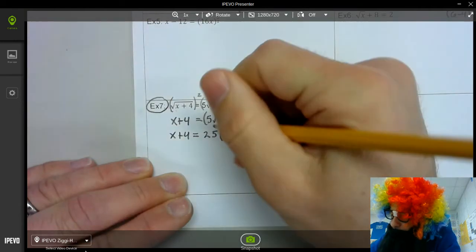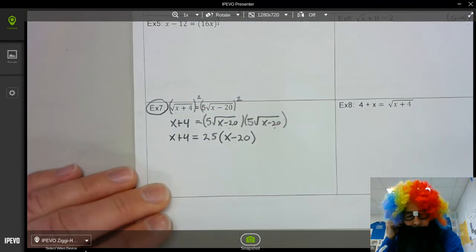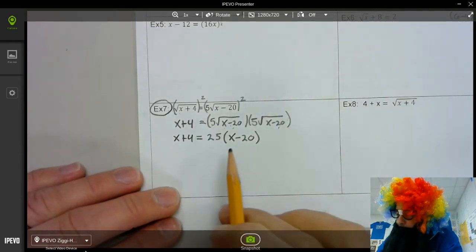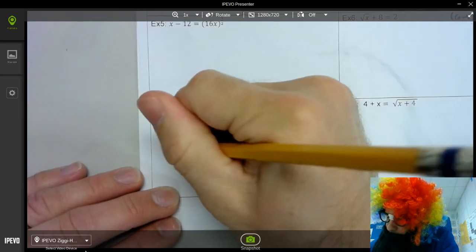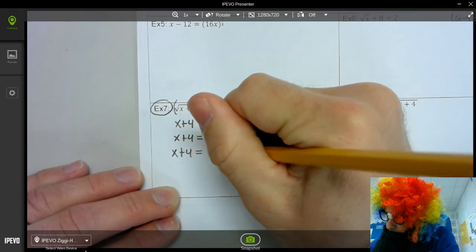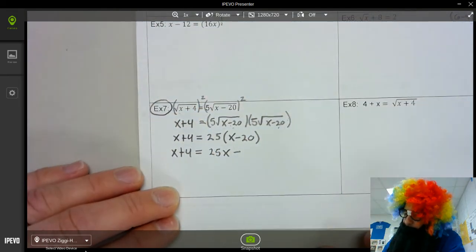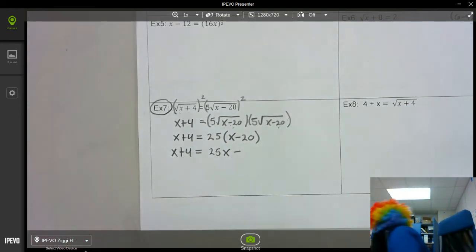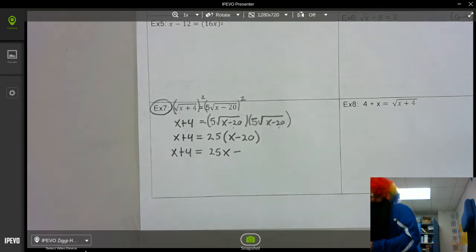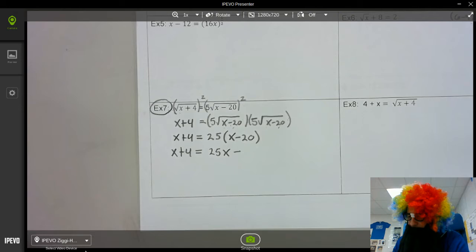times x minus 20. And then from here, you just distribute, so 25x minus 25 times 20, which my math is a little rusty, so let me check a calculator. So 25 times negative 20 is negative 500.